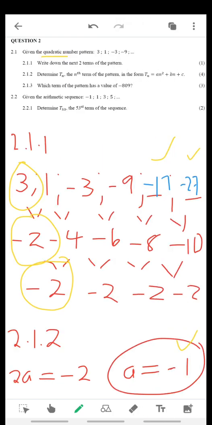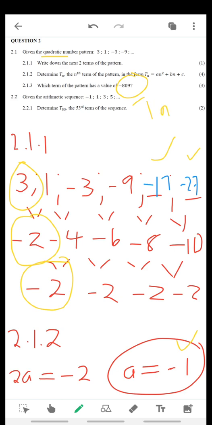Which term of the pattern has a value of? Which term? What are we looking for? We are looking for n. Remember, I told you they will ask you in this manner. Equal to which value? Negative 809. That is our Tn. This here will represent our Tn.